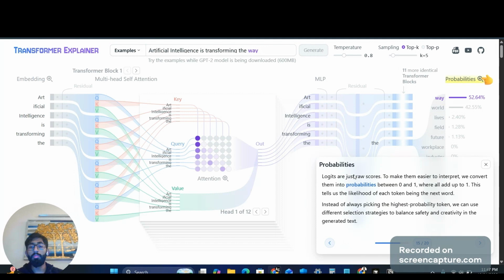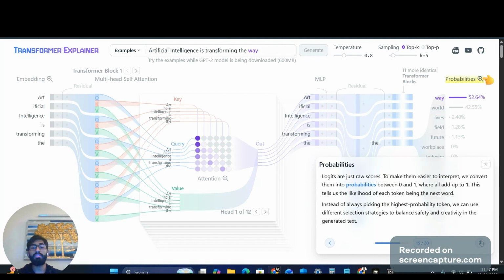Next up, probabilities. Logits are just raw scores. To make them easy to interpret, we convert them into probabilities between 0 and 1, where all add up to 1. This tells us the likelihood of each token being the next word. Instead of always picking the highest probability token, we can use different selection strategies to balance safety and creativity in the generated text.